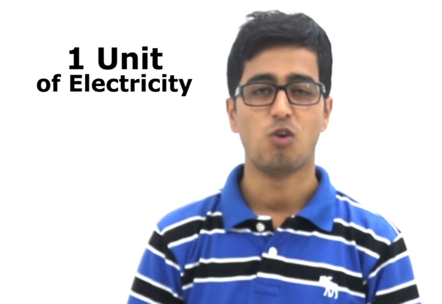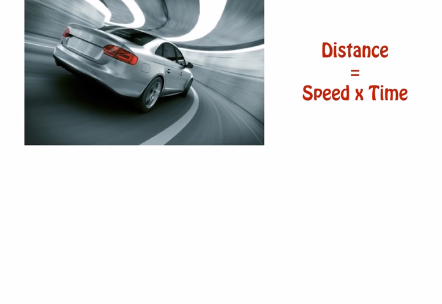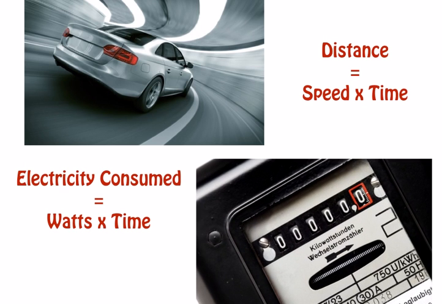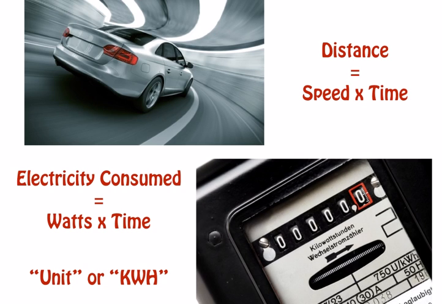Now you may think, what is 1 unit of electricity? Just like distance is equal to speed multiplied by time, electricity consumed is equal to number of watts multiplied by time. It is most usually represented in kilowatt hours or kWh, which in daily language is called as unit of electricity, as you might see on your electricity bills. The electricity meter in your house shows the number of units of electricity used or kilowatt hours of electricity used.